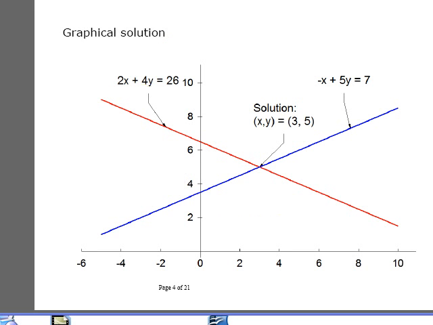Here's what the solution looks like graphically. We have 2 equations. Here was 2x plus 4y equals 26, the first equation. Here was the second equation, minus x plus 5y equals 7. I draw both of those lines. They're straight lines. The point where they intersect, right here, that's the solution.